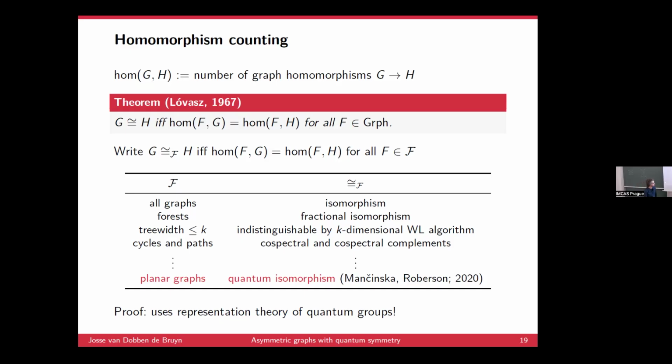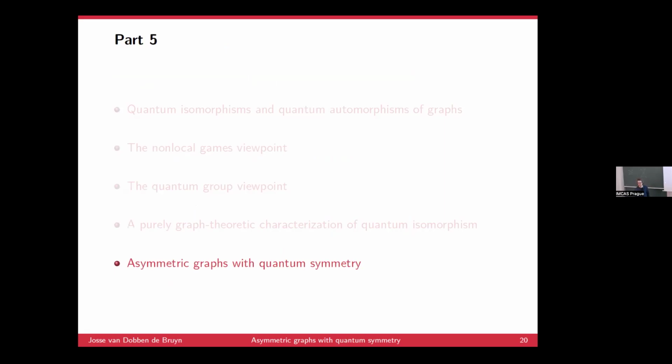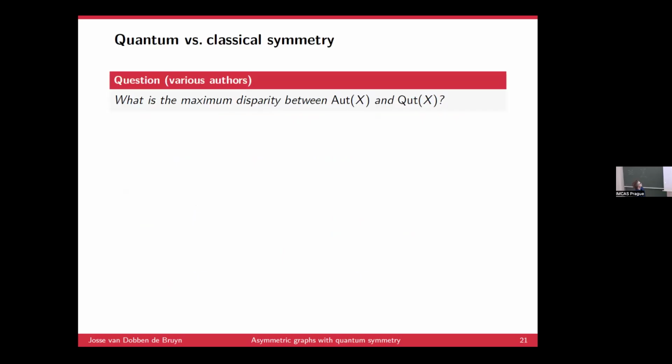Right, so I won't say anything further about that because I want to get to asymmetric graphs with quantum symmetry. Various authors who worked on quantum automorphism groups have asked questions along these lines, like what is the maximum disparity we can have between the automorphism group and the quantum automorphism group? So for instance, can we have that the automorphism group acts intransitively, but the quantum automorphism group acts transitively? There's actually a notion of quantum orbits.